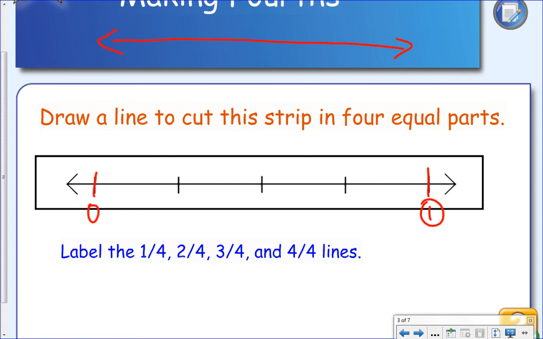So I'm just going to guesstimate. They don't have to be exactly equal pieces. Though if you have a ruler, you can do that if you want to. It's kind of hard to do it that way. But just look at it and say, okay, that kind of looks equal. So I'm going to put 1 here, and 1 here. So then I'll have 1, 2, 3, and then ultimately 4 little lines on the number line.